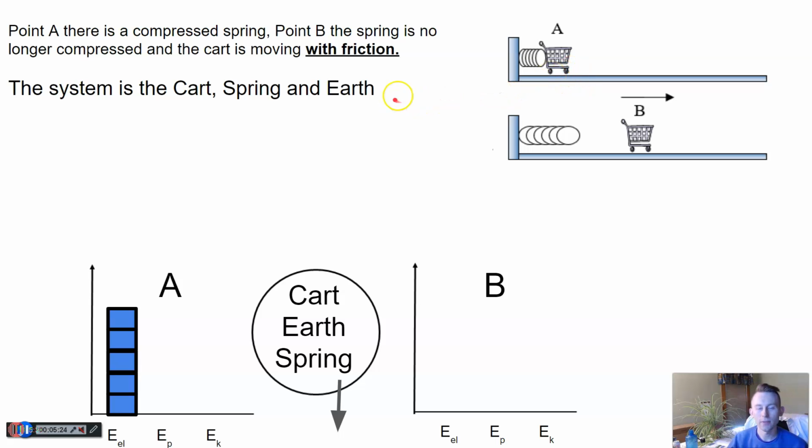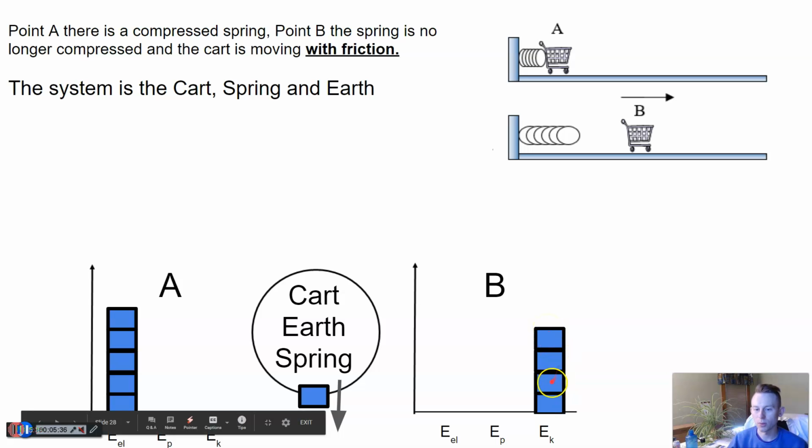All right, so now we have to figure out, okay, well, what's going to happen if there's friction? Well, we know that if there's friction, that's going to cause it to move slower, right? So in the end, it's going to have less kinetic energy because it's moving slower. So I decided to show that by only drawing 4 boxes or 4 blocks of energy in the kinetic account.